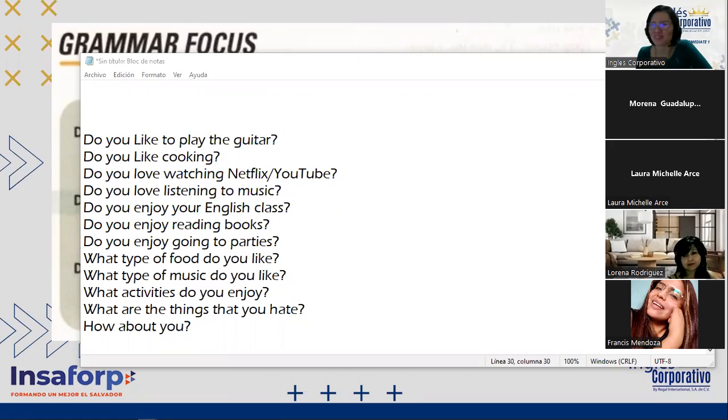Okay, so yes, as Laura and Morena were sharing during the conversation, whenever you ask the yes, no question, you can answer directly with a yes or no, or yes, I do or I don't. And as Morena was saying, if you have the question, do you enjoy reading books, you can provide information using the verb. I enjoy reading novels, I enjoy reading poems, I enjoy reading science fiction books, etc. So it's up to you the way you want to answer the questions.